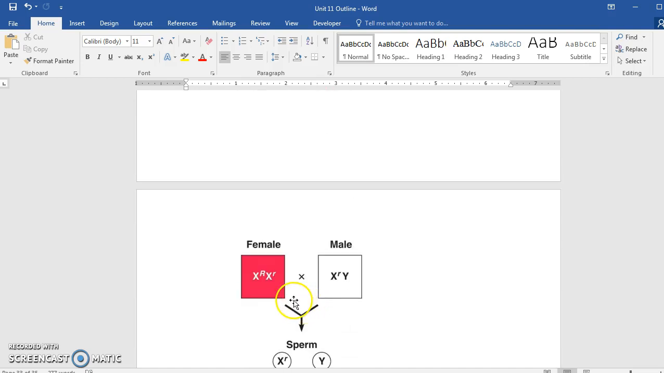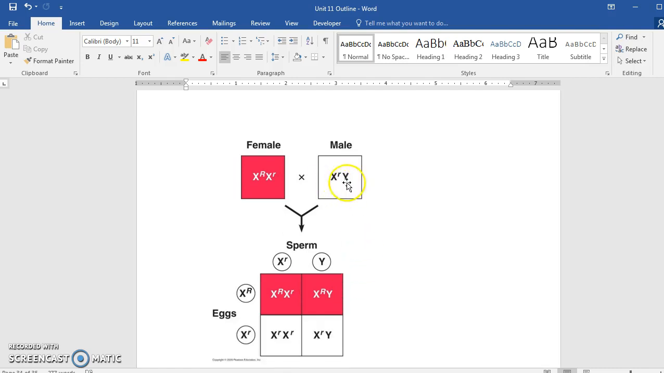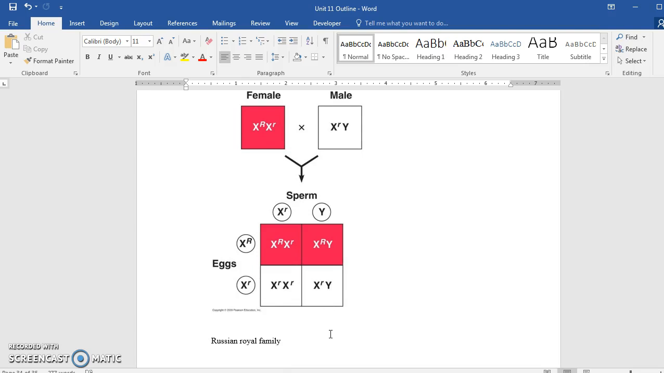Now if you take a heterozygous female, she's carrying the white eye color gene, with a white-eyed male, and the only gene for eye color that he's carrying is for white. And you cross these, half the females will have white eyes and half the males will have white eyes.